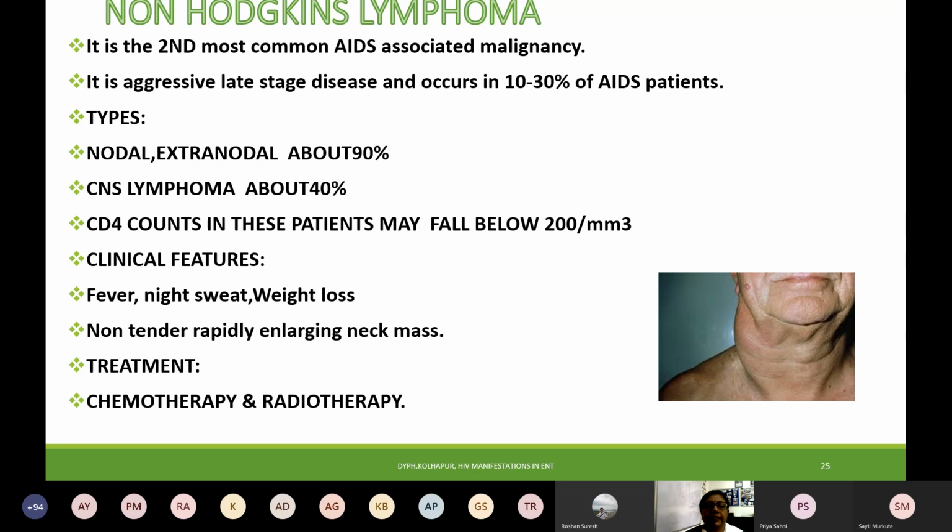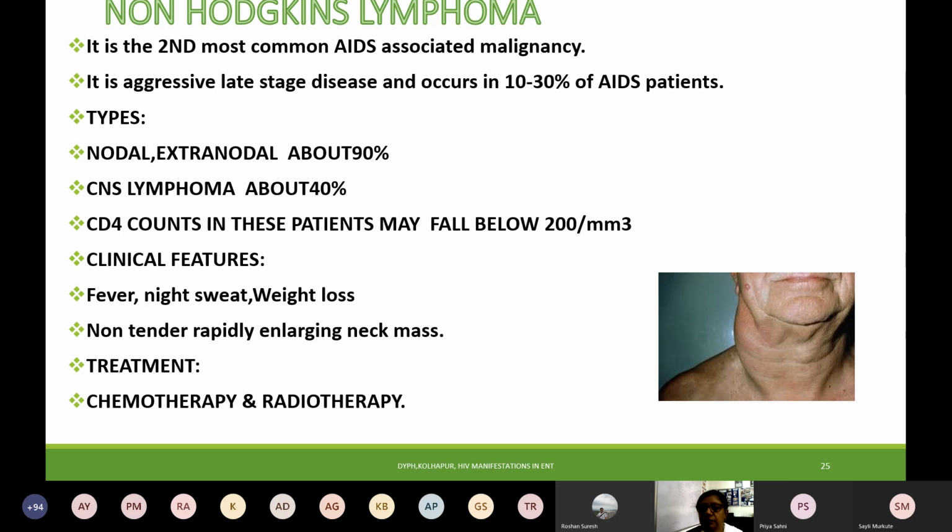So these are the types that you see. What happens to the CD4 count in these patients is that it falls below 200 cells per cubic microliter. So this is very important. If the CD4 count is below that, and there is neck fullness, then you must think about non-Hodgkin's lymphoma associated with AIDS. The clinical features are fever, night sweats, weight loss, and non-tender, rapidly enlarging neck masses.